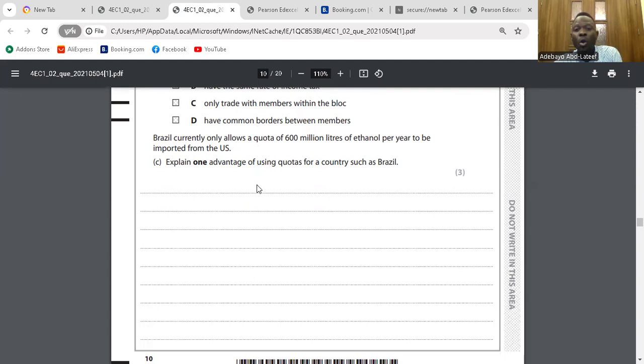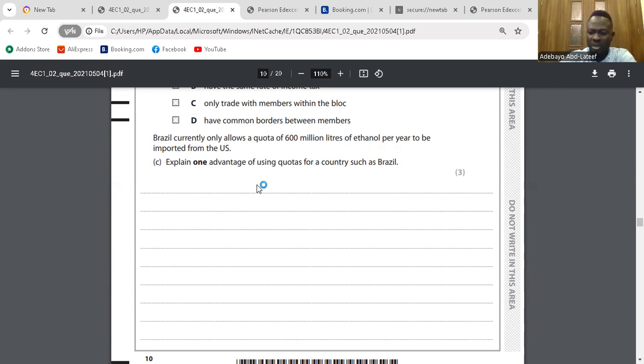Explain one advantage of using quotas for a country such as Brazil. Quota is a restriction in the quantities of importation, or limitation, okay? So quota is a restriction or limitation on the quantities of importation. With restriction on the amount of ethanol being imported to Brazil, domestic producers might be able to increase their revenue, because there's a limit to what you can bring into Brazil. As soon as that is done, domestic producers will be able to sell theirs. So that would increase their revenue or sales. Is it clear? Yeah. Good.